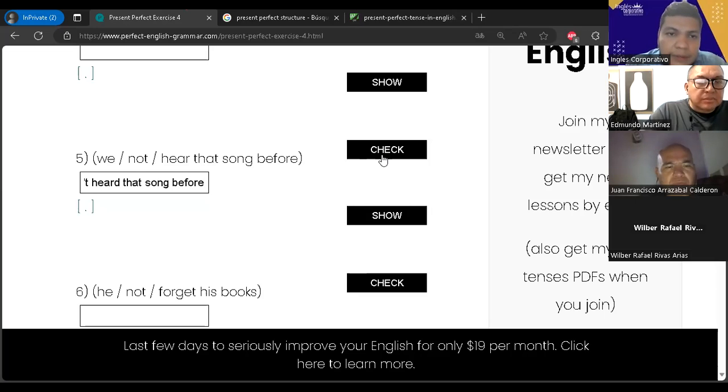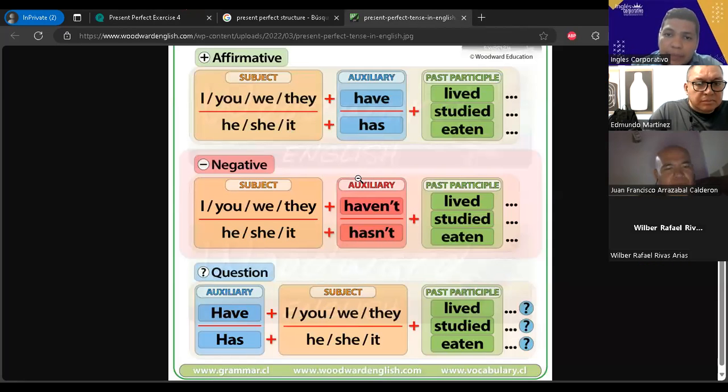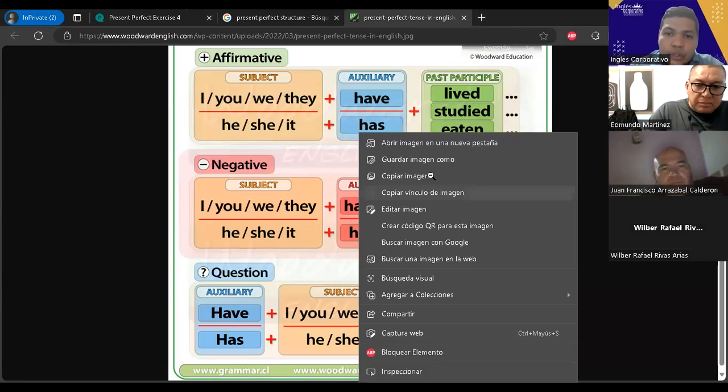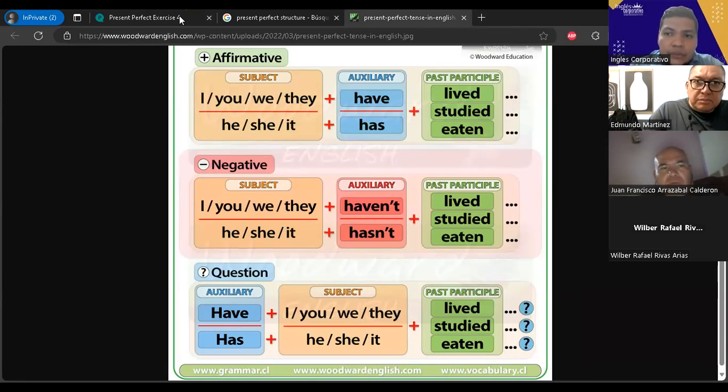All right. Excellent. Remember, right? So now that we have the sentence right here, eso sería como nosotros no hemos escuchado esa canción antes, right? That's actually how it works. Then people, this is going to be actually very helpful. Well, I'm going to share this image to the chat so you can download it and keep it there, all right?